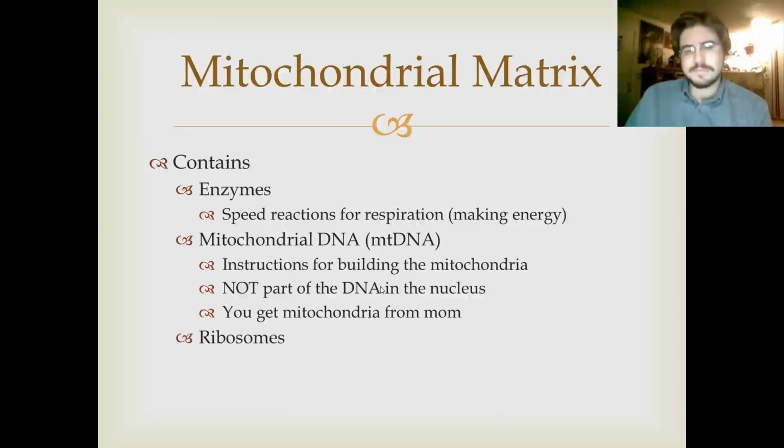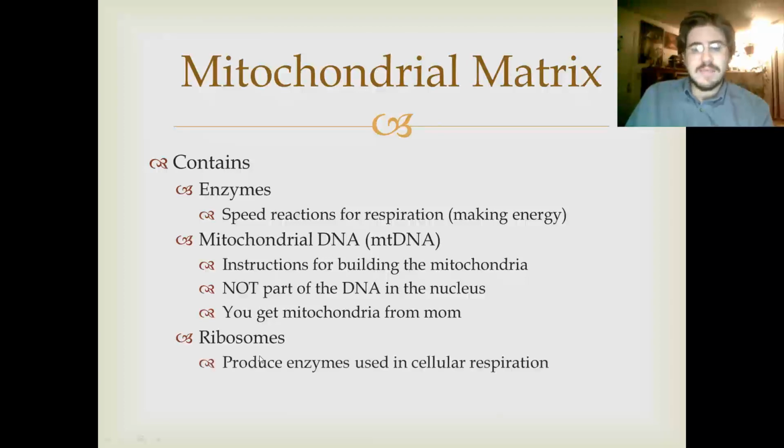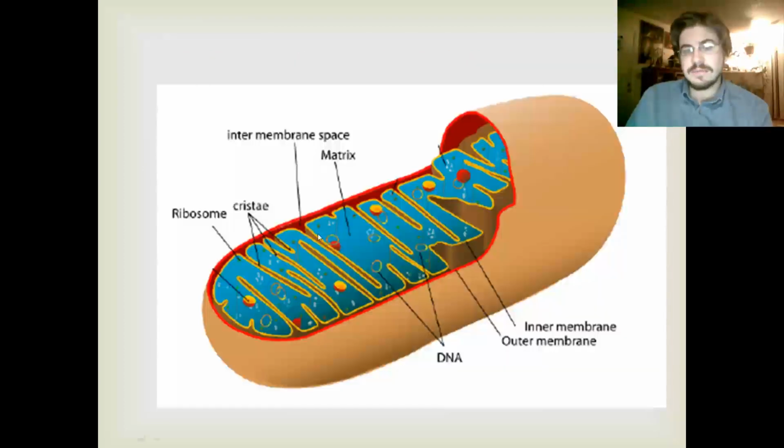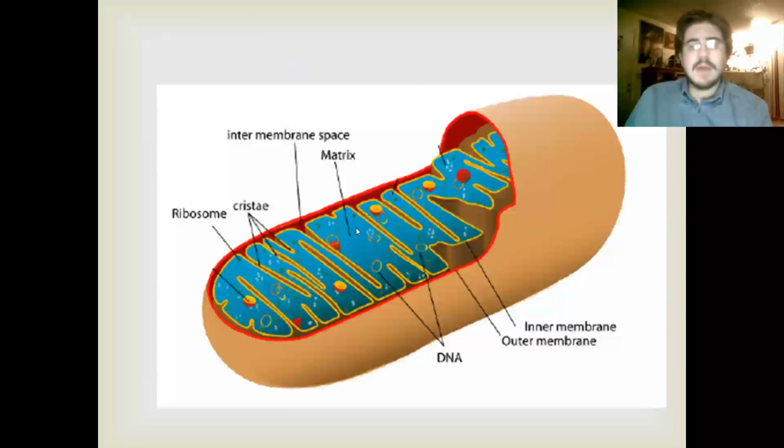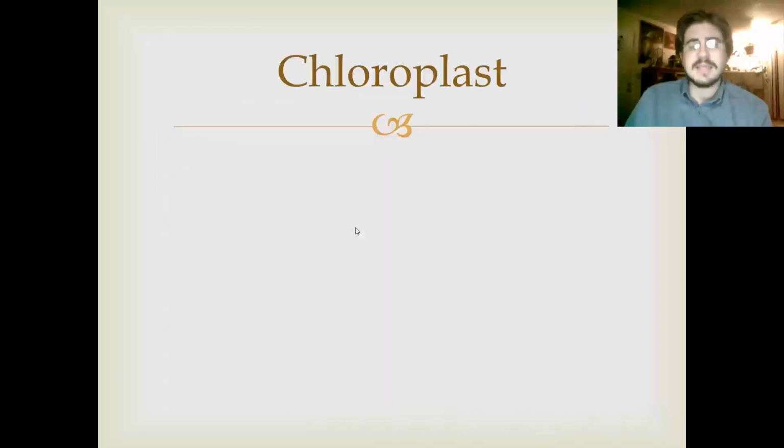Pretty cool. Okay, so we have enzymes. We have mitochondrial DNA, which is circular DNA. Then we have ribosomes that produce the enzymes used in cellular respiration. Pretty neat. All right. So mitochondria, all about making ATP, using glucose to make ATP.